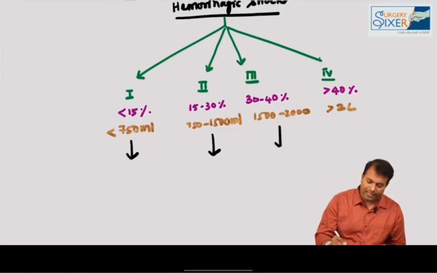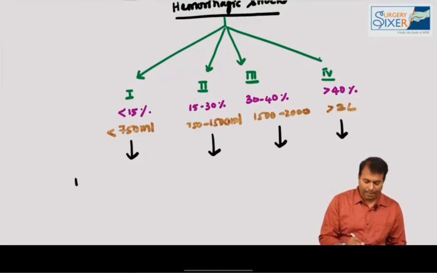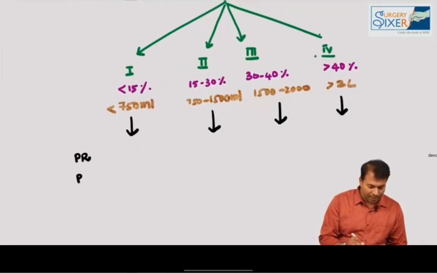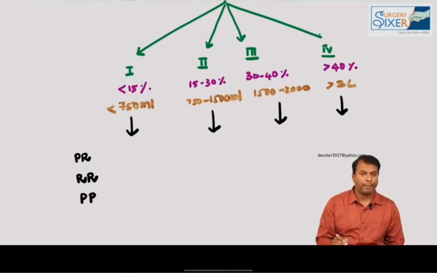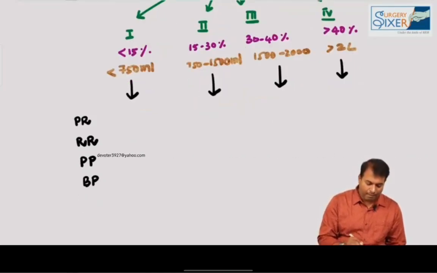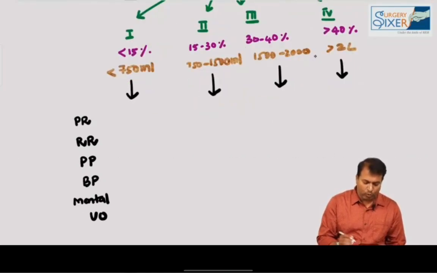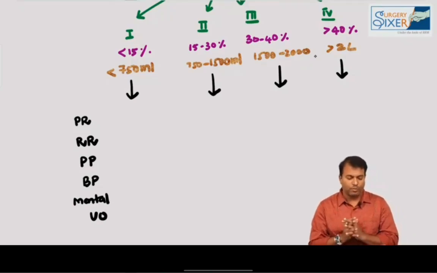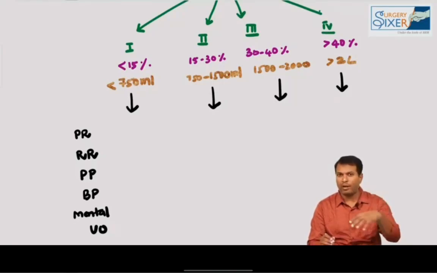And how to differentiate these shocks is by measuring certain values. We measure the pulse rate, respiratory rate, pulse pressure, blood pressure, mental status, and urine output of the patient, which are the classically used monitoring values. Now the first point is, class 1 shock is just like donating blood. You all would have gone to a blood bank and donated 1 unit of blood.